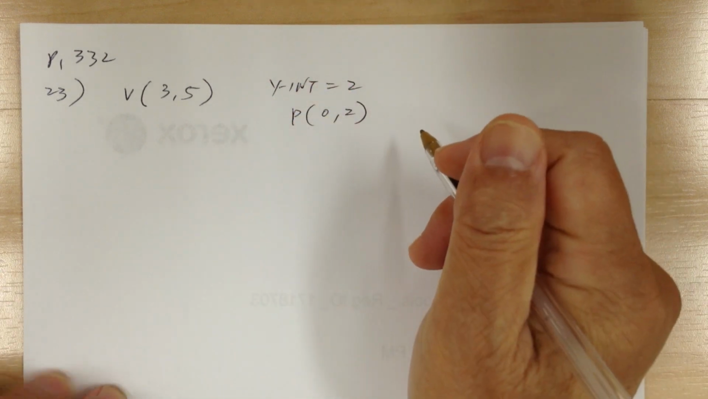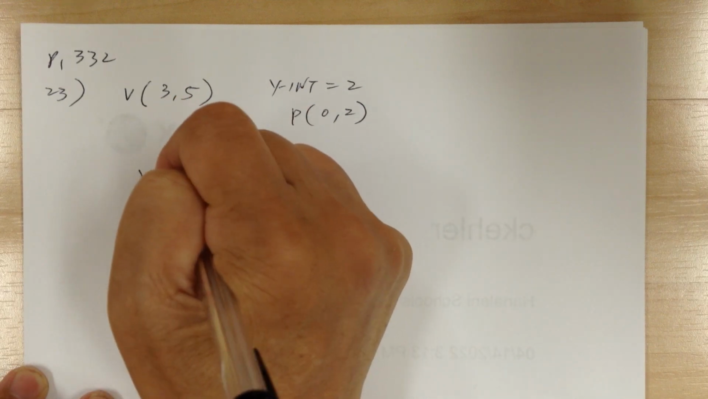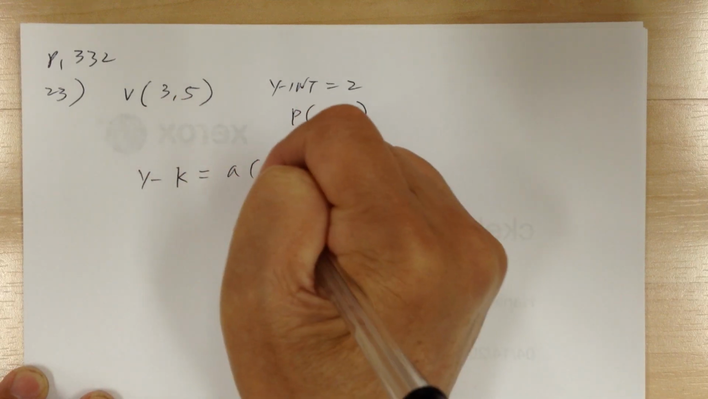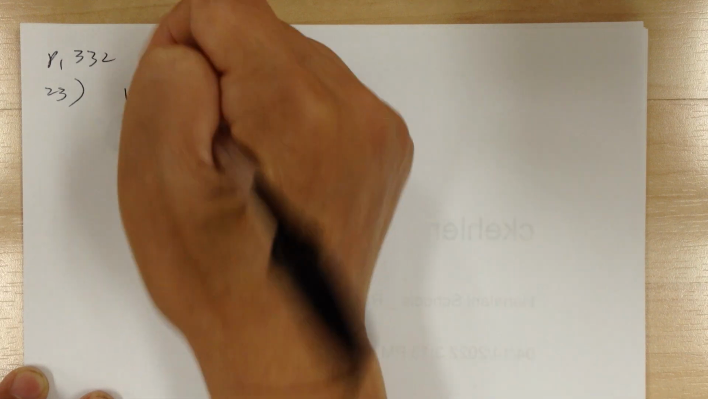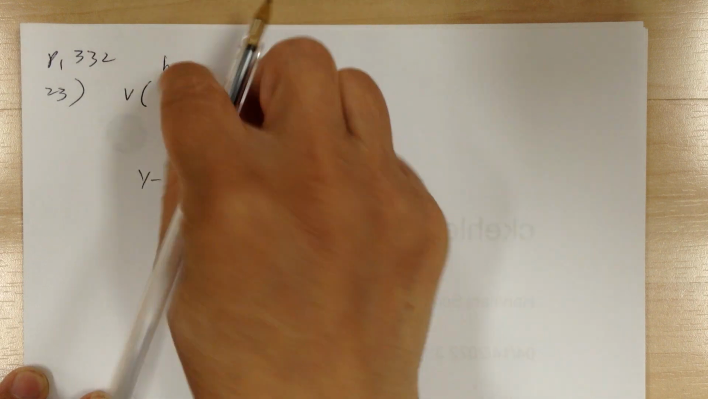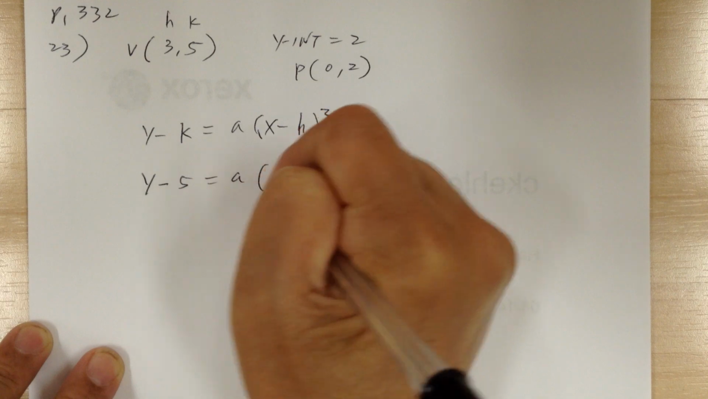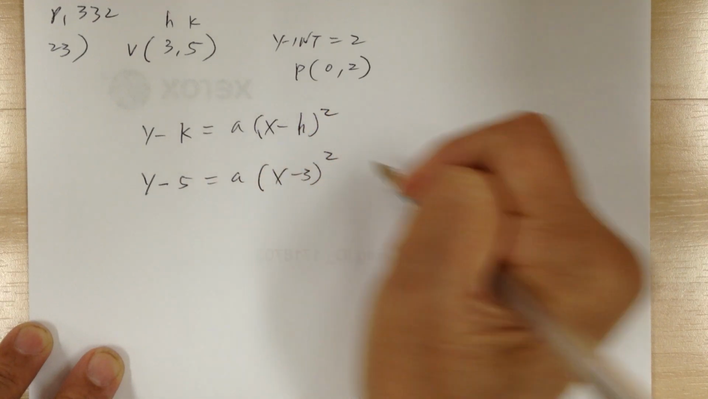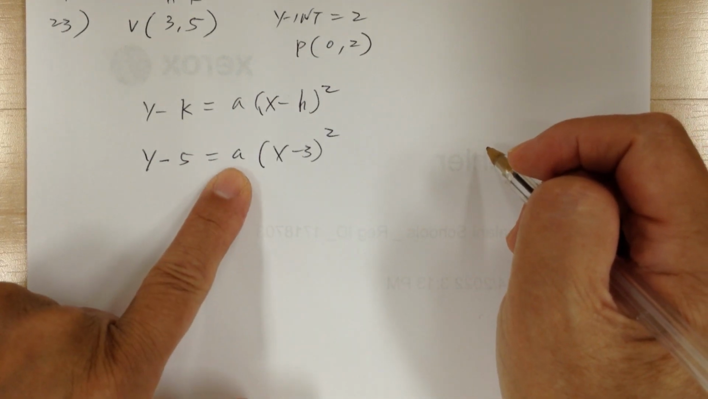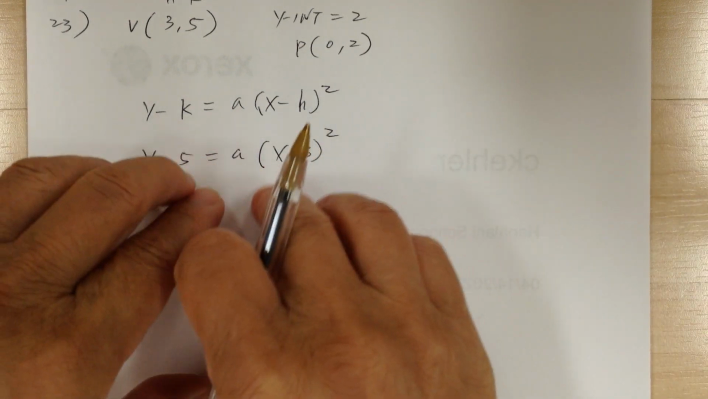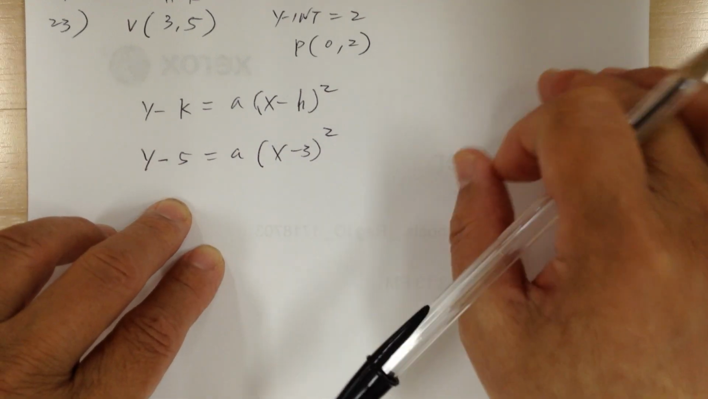Again, you want to start with the template y minus k equal to a times (x minus h) squared, and this is your h and the k. So substitute this in here, and you get y minus 5 equal to a times (x minus 3) squared. Now you have to find a. Don't do it over here because you don't want to clutter up with too many little steps, so go off to the side.